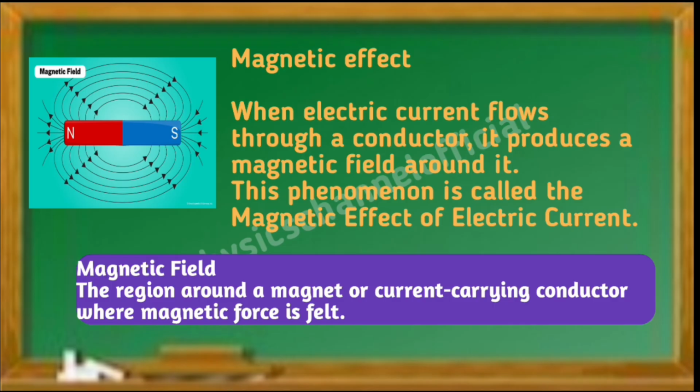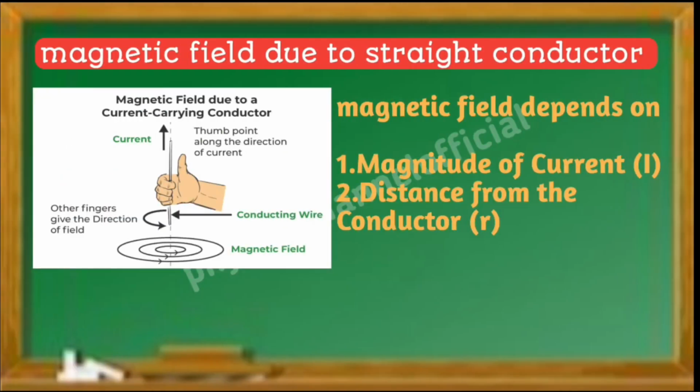Our first topic is magnetic effect. When electric current flows through a conductor, it produces a magnetic field around it. This phenomenon is called the magnetic effect of electric current. Definition of magnetic field: the region around a magnet or current carrying conductor where magnetic force is felt is called magnetic field.